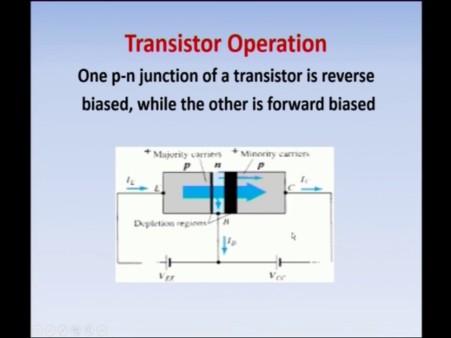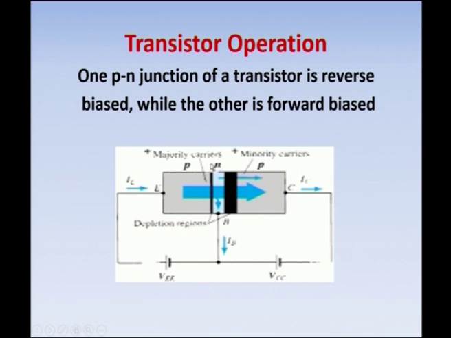Previously we have seen both the junctions forward biased, what will happen to the diode or to the transistor, and then both the junctions reverse biased, what happened to the transistor. Now the input junction is forward biased and the output junction is reverse biased.